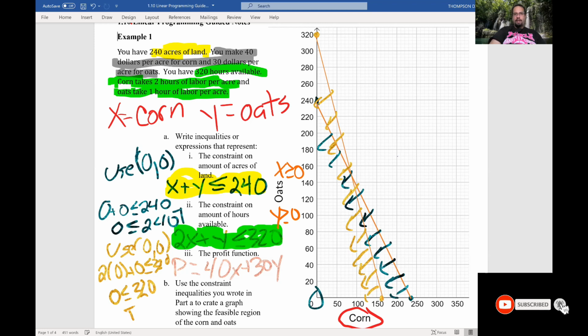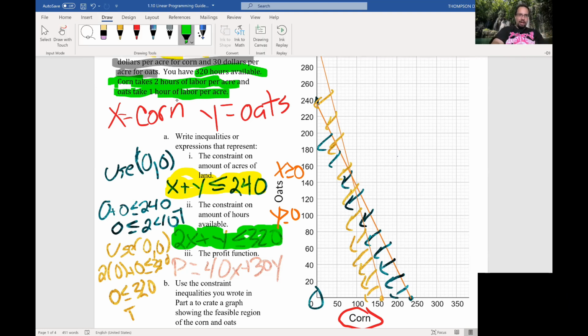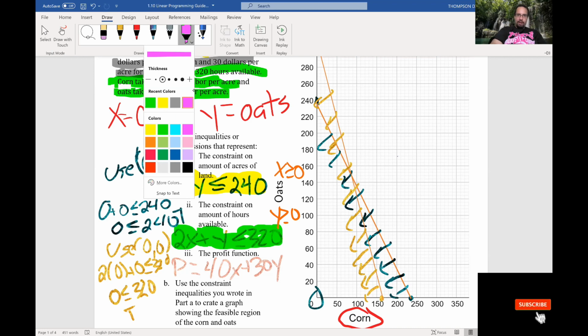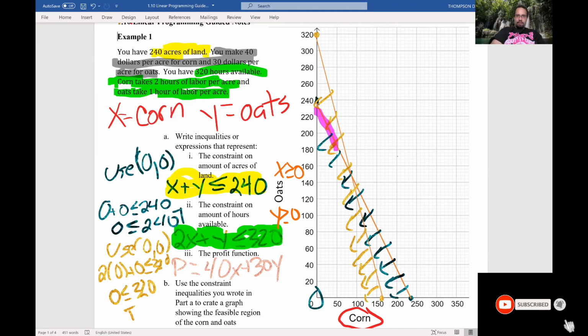The section you want to shade is the intersection where there will be both the ocean color and the gold color. So I'll grab a highlighter and outline the section we need to highlight. We'll just do that in pink. So up to this point. So this trapezoid shaped area is the section that is my feasible region.